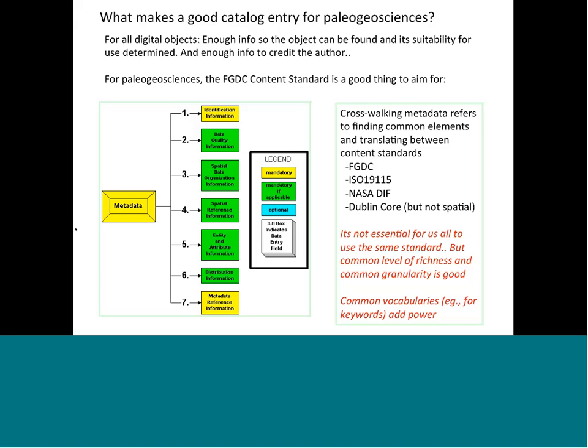In other words, if some of us decide to have a level of richness that includes keywords and some of us do not, this will make a distributed or shared catalog less useful if the level of richness varies from one provider to another. And likewise, if some of us describe data sets at a collection level and others describe data sets at a very fine sample level, that makes the combined catalog less useful.